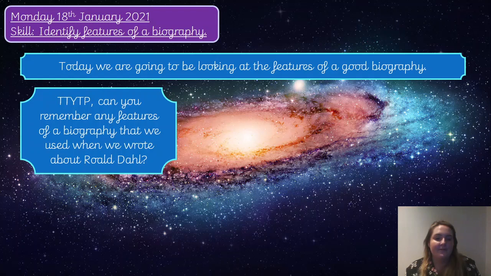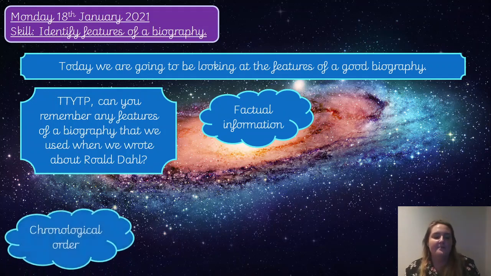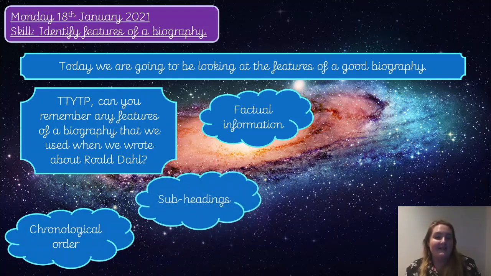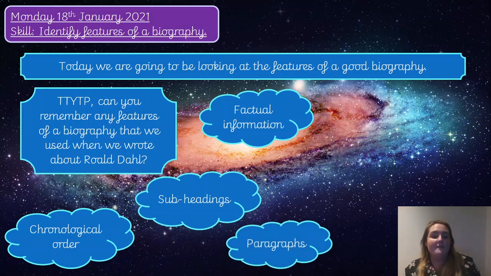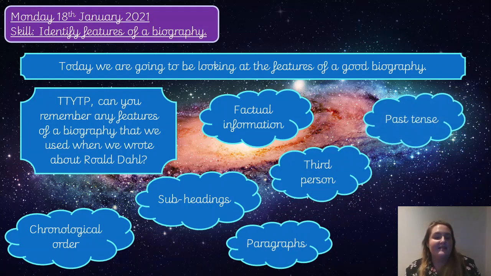Okay, well done. Let's see if you remembered these features then. So we have got factual information, so it's really important we use lots of facts about this person's life in their biography. Chronological order, we're going to talk about that in a moment. Subheadings, and we used these in our news report about Jessica Ennis-Hill last week. Paragraphs, third person, and past tense, and we're going to be talking about those three features a little bit more in a moment too.